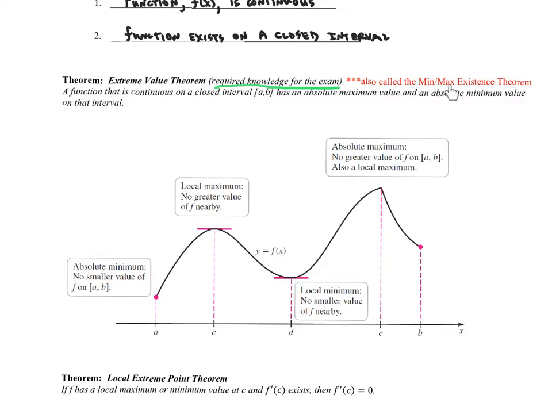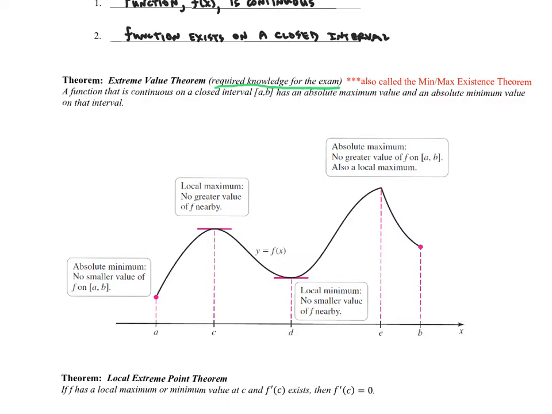This is also called the Min Max Existence Theorem: a function that is continuous. That's part one of our two-part checklist for this theorem. On a closed interval from a to b, a function that exists on a closed interval has an absolute max value and an absolute min value on that interval. It's going to happen. There will be an absolute max. There will be an absolute min.